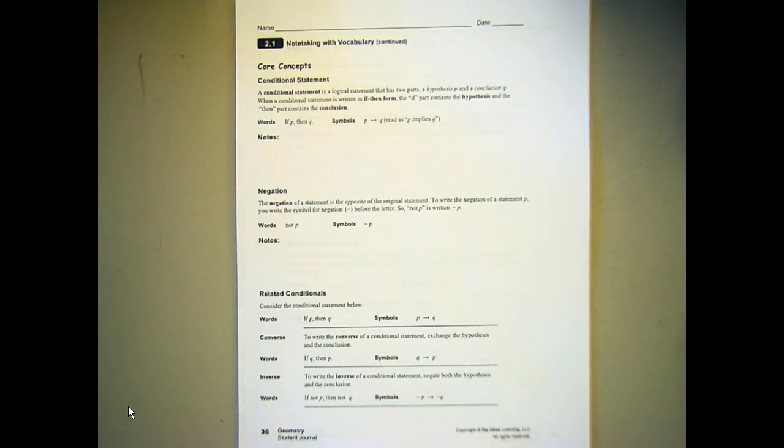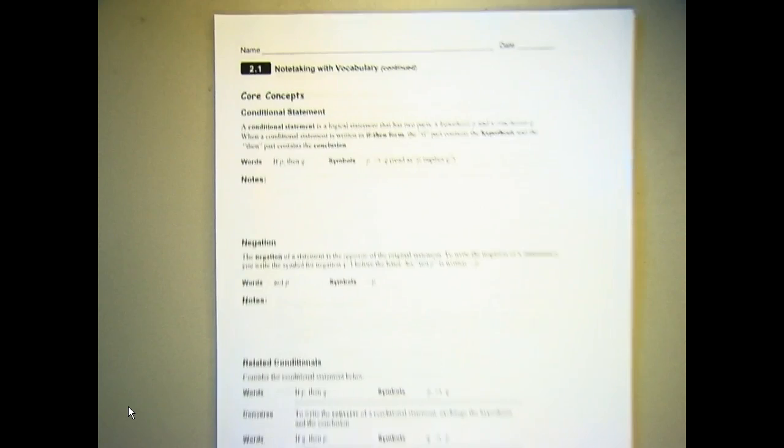So this is page 36 of your student journal. All right. And doing some notes today, or at least looking at the notes. You can reference this at a later time. But a conditional statement. Let's talk about all these different logical statements.